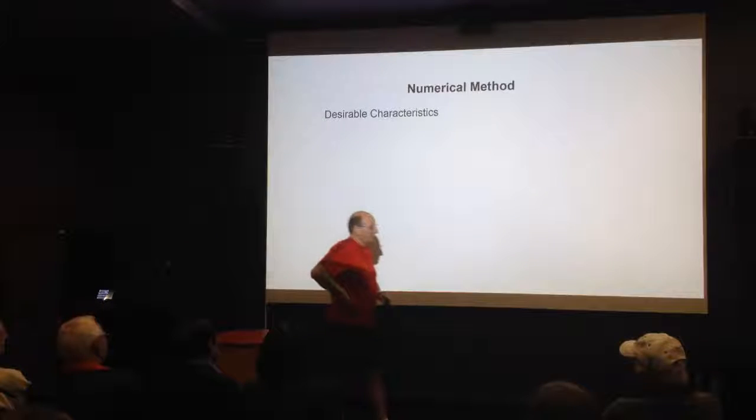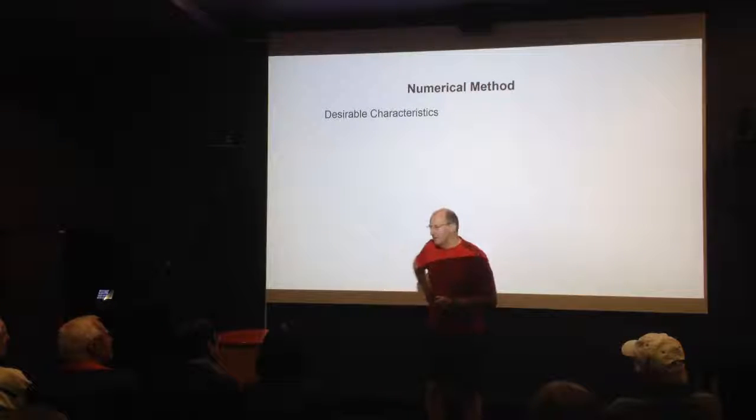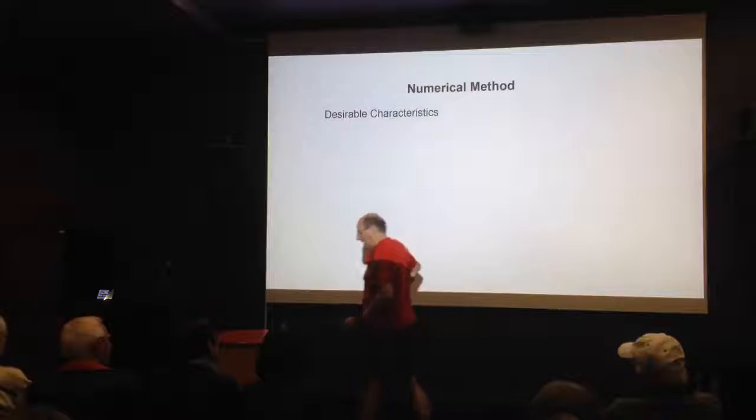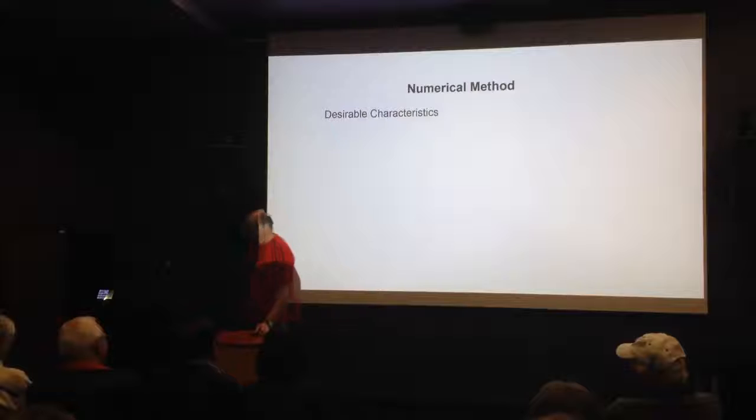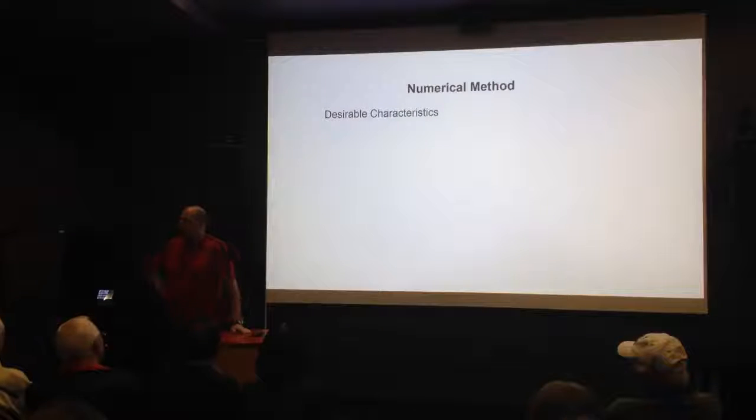Cheap can mean something else. Cheap can mean that the numerical method is easy to implement and get right. So we won't worry about that. Okay, so we've got it fast. What else do we need to worry about? Accuracy. Why do you want it to be accurate? I think that's a good idea.